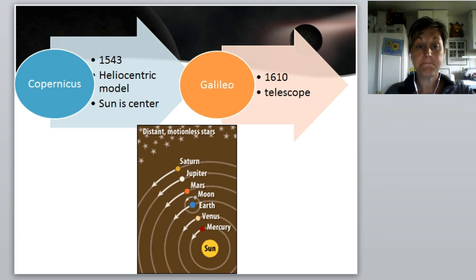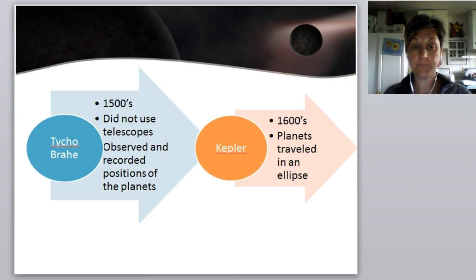And yes, things still move in a circular pattern, but the Earth really isn't the center. Then it wasn't until Galileo developed the telescope in 1610 that this theory was actually given credit, that the sun was the center of the universe. And from there, we know that the orbits of the planets were much more elliptical rather than circular.